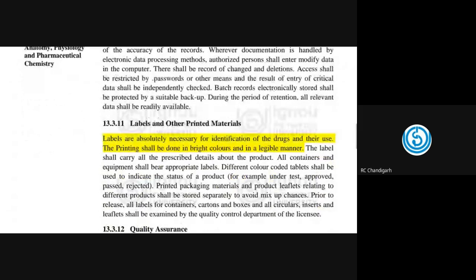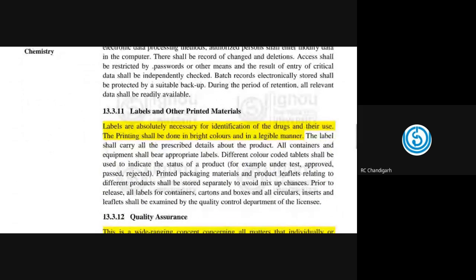Labels and other printed materials. Labels are absolutely necessary for identification of the drugs and their use. The printing shall be done in bright colors and in a legible manner. The label shall carry all the prescribed details about the product, and all containers and equipment shall bear appropriate labels to avoid confusion of one drug with another drug.